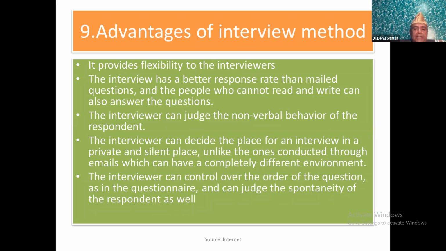Similarly, the interviewer can judge the non-verbal behavior of the respondent, seeing their body language. The interviewer can decide the place of an interview in a private and silent place, unlike those conducted through emails, which have a completely different environment.